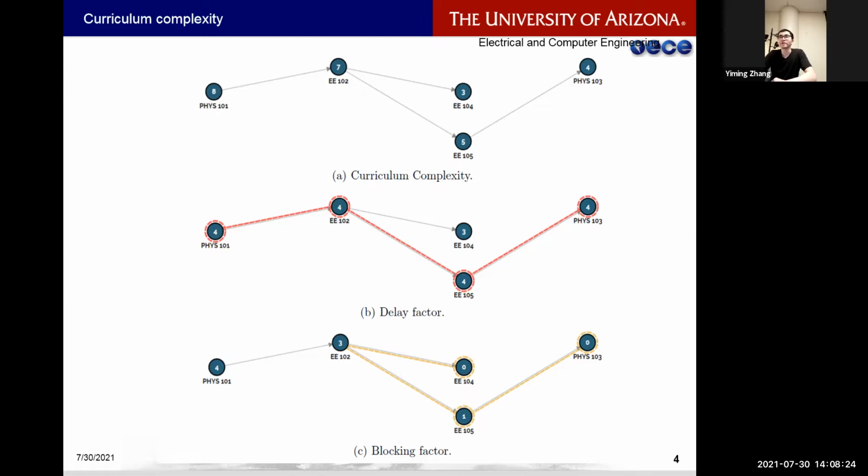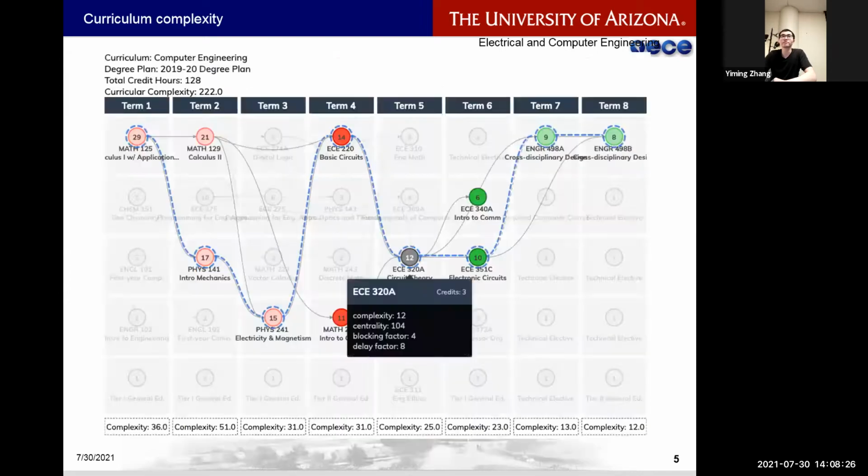And in the next slide, I will show an example. So as you can see here, this is a screenshot of our toolbox. After you enter the information of all the nodes and the prerequisites, the curriculum complexity can be computed automatically, and you can check the information of all the nodes as you wish here.